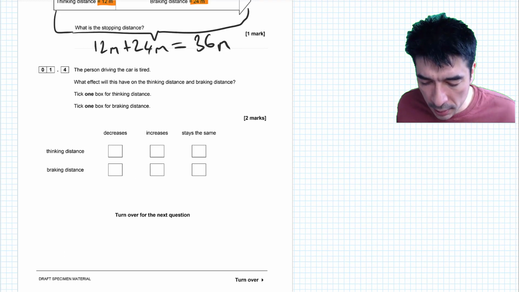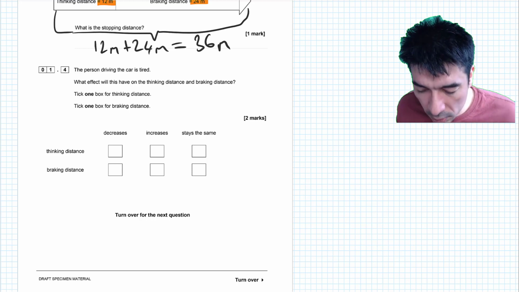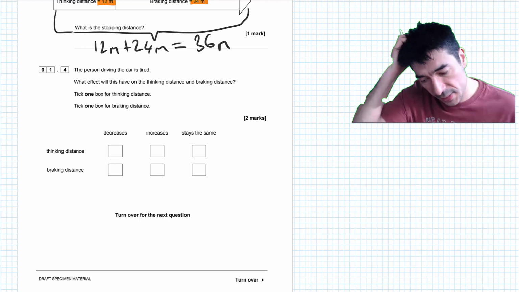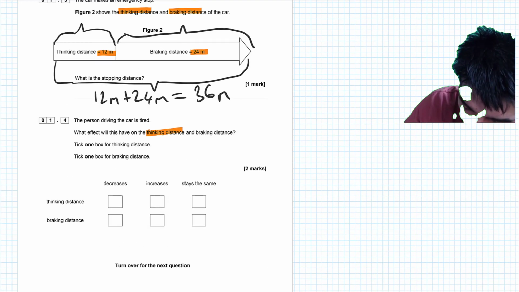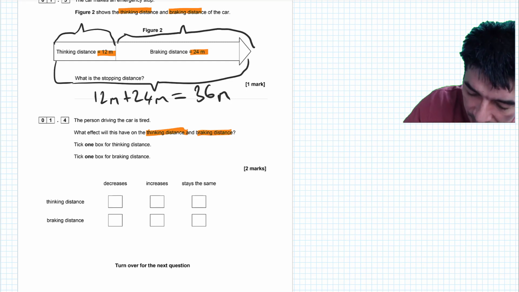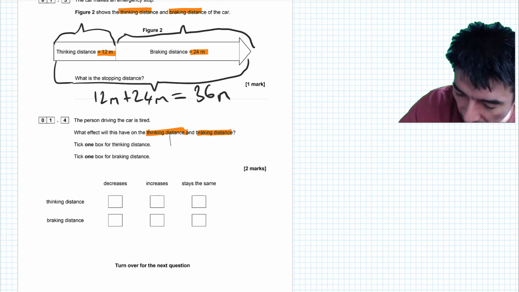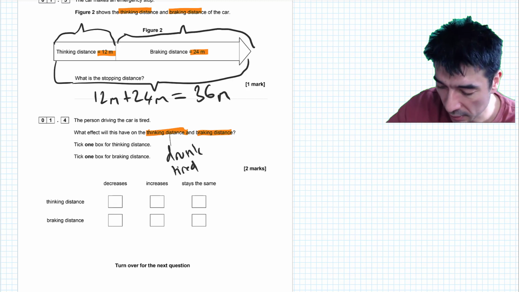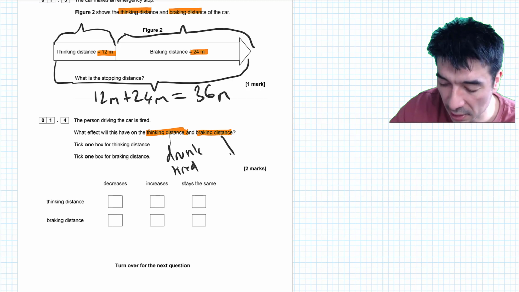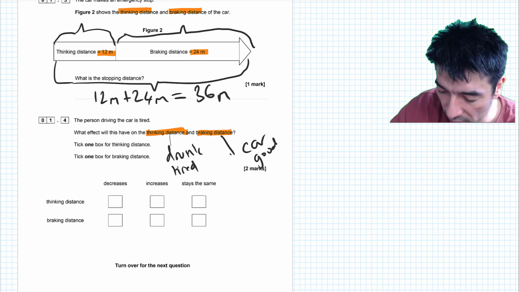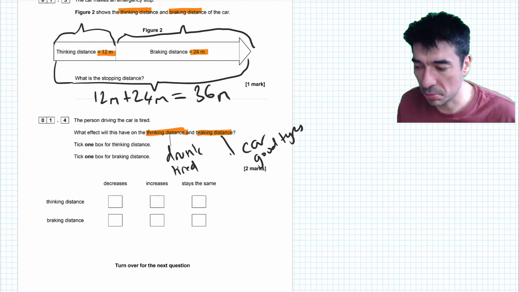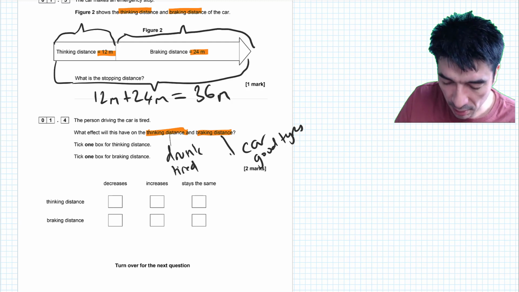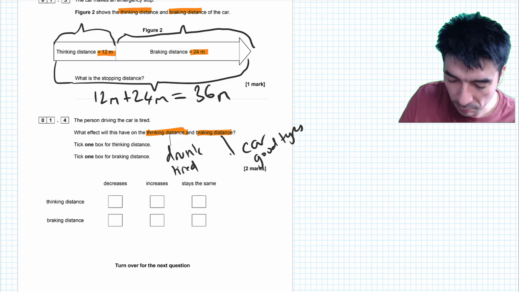Part 1.4. The person driving the car is tired. What effect will this have on the thinking distance and the braking distance? So again, let's remind ourselves, thinking distance, right, that is affected by being drunk, being tired, being distracted. Braking distance is basically the car, so e.g. good tires, brakes, etc. Right? So if you're tired, does it make your car any worse? No, your car's still just as good as it was. So your thinking distance will be affected by being tired.